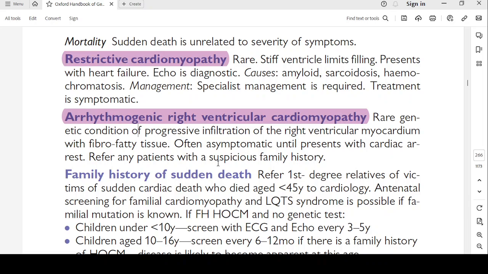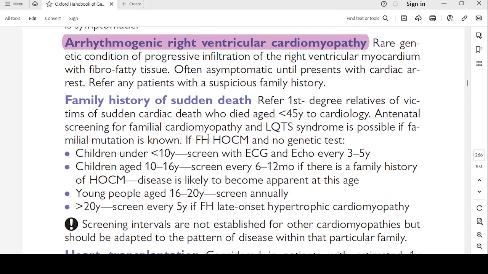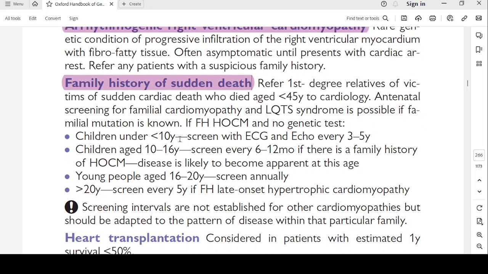Refer any patient with a suspicious family history. Family history of sudden death. Refer, so when there is a family history of sudden death, refer first degree relatives of victims of sudden cardiac death who died aged less than 45 years to cardiology. Antenatal screening for familial cardiomyopathy and long QT syndrome is possible if a familial mutation is known. So in case people have a family history of heart disease, then antenatal screening can also be done.